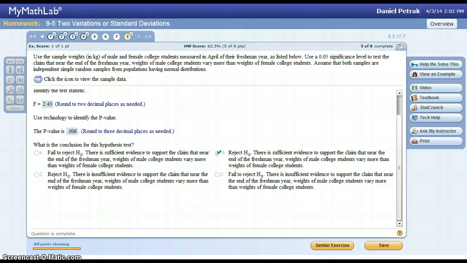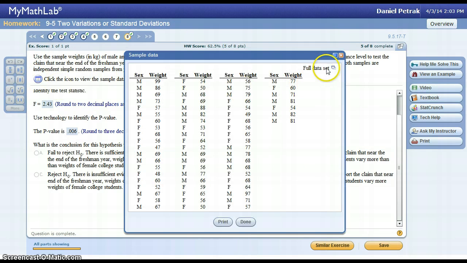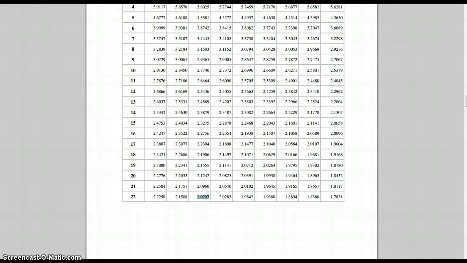So I'm actually in section 9.5, number 8. And this is some sample data of males and females and their weights at the end of their freshman year. And if you click the data, it shows a table here. And what I did is I just said open in StatCrunch, and I've got that right here.